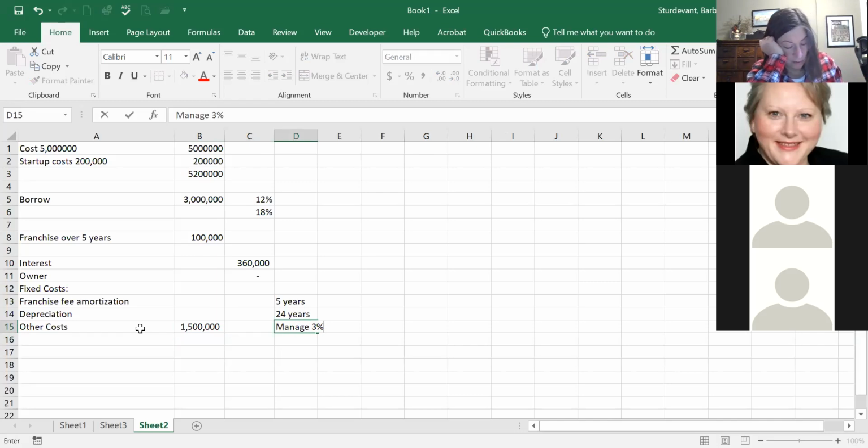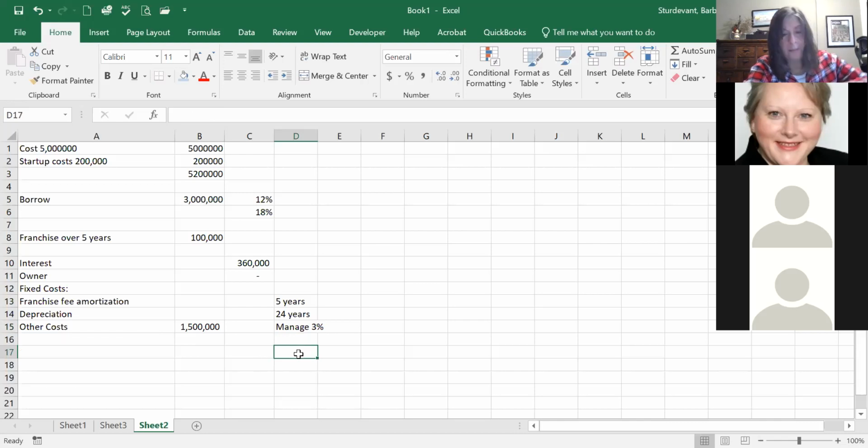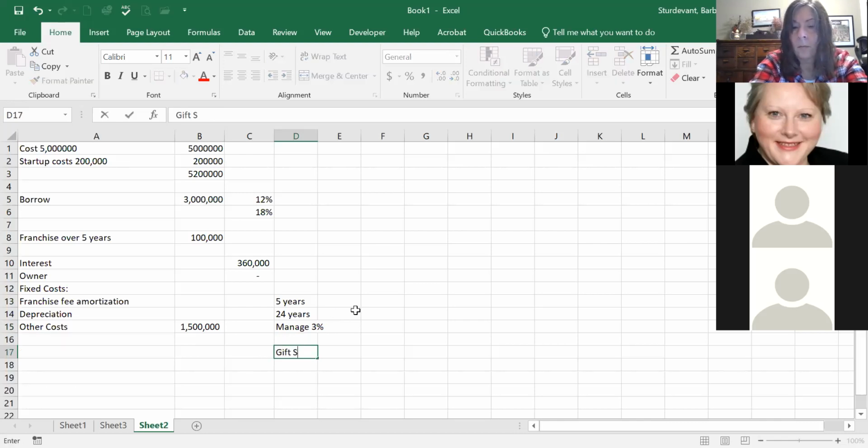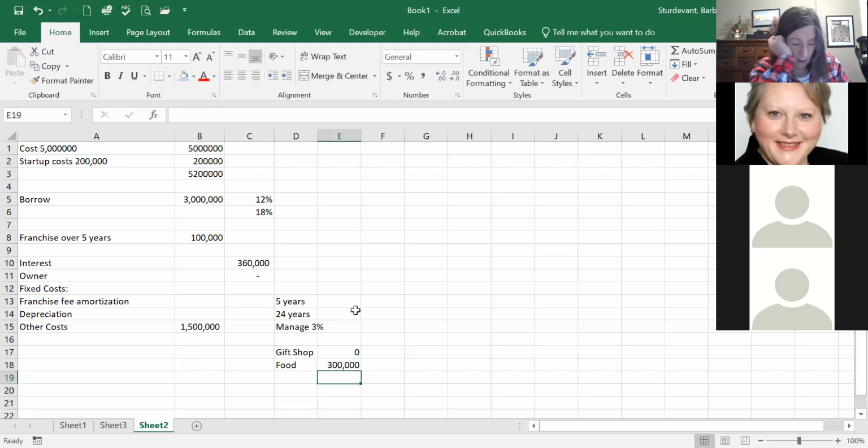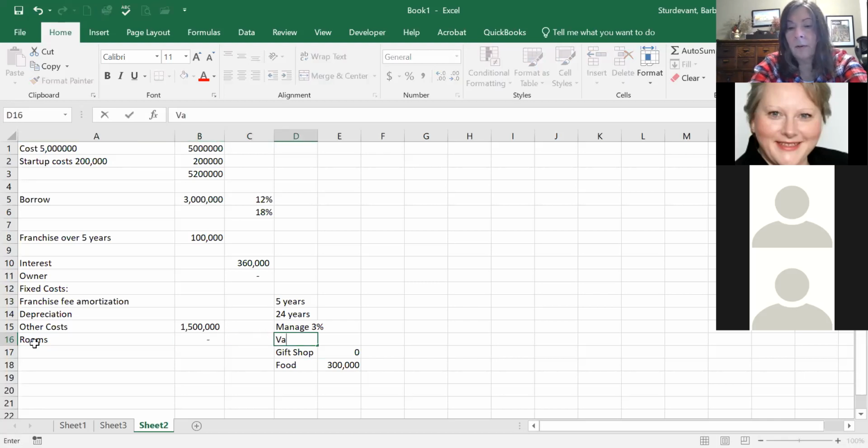All right. So we have a gift shop and food service department. Profits total 0 and 300,000. So I'm just going to put this over here. So the gift shop will contribute nothing. And food will contribute 300,000. All variable room costs are all variable. So they have 0 fixed, and the variable is 25%.